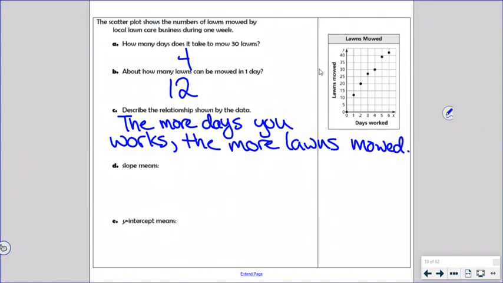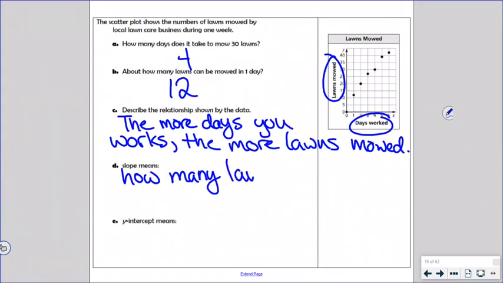What does the slope mean? Well, the slope means you have lawns mowed per days worked. So a way that we could put that into a sentence is, slope means how many lawns you mowed over the course of time. So we'll say how many lawns mowed per day.